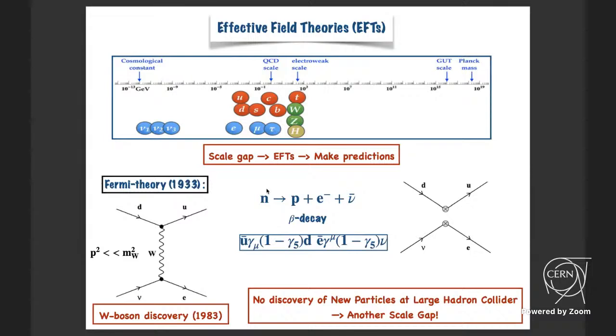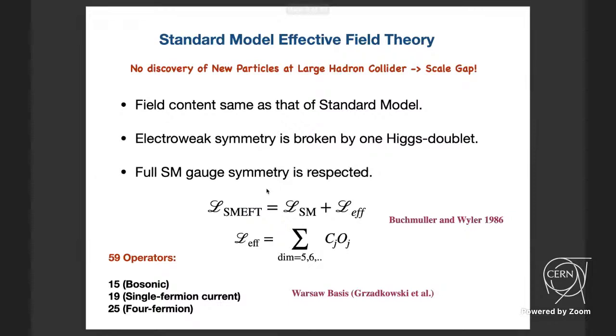It is very nicely sketched out in the previous talk, but let us go over it very fast. So we have different scales in nature. As long as we have a scale gap, we can construct EFTs, and this allows us to make predictions. For instance, with Fermi theory in 1933, without knowing the W boson, one could write these contact interactions and study the beta decay. Similarly, now at the LHC, as we haven't seen any new physics particles, this indicates that there might be another scale gap between the electroweak scale and the new physics scale. So this allows us to construct the so-called Standard Model Effective Field Theory.